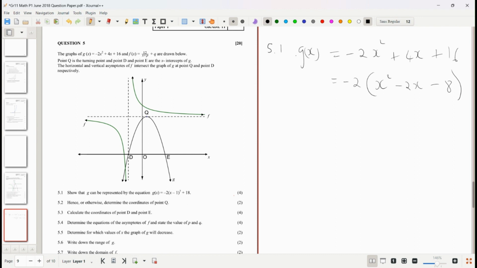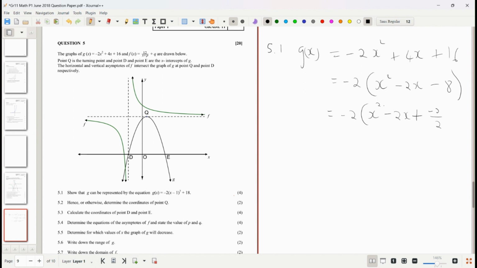Okay, and then what do we do? What's the next thing we need to do? The next thing that we need to do here is to complete the square. How do we complete the square? We complete the square by first looking at the coefficient of x. So what is the coefficient of x here? The coefficient of x is negative 2, right? So what we need to do, we need to add the half of the coefficient of x.